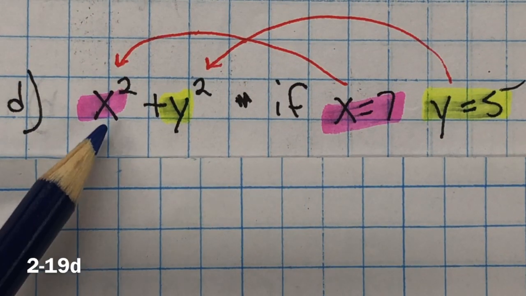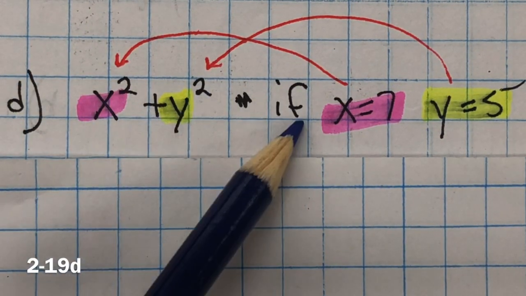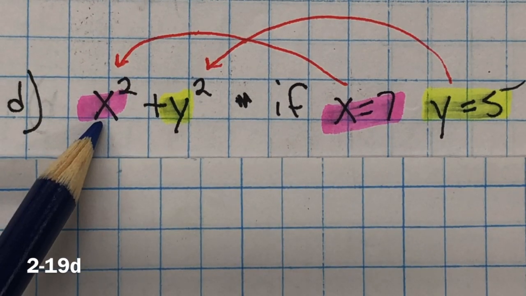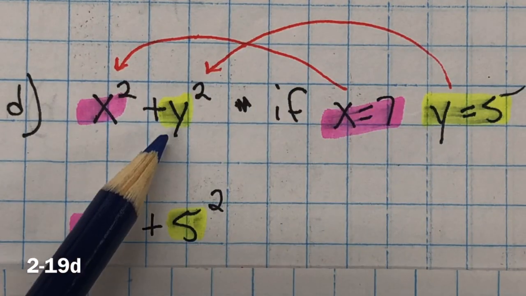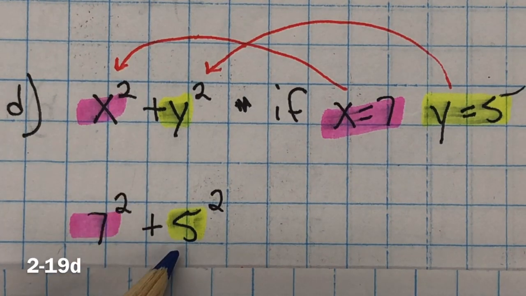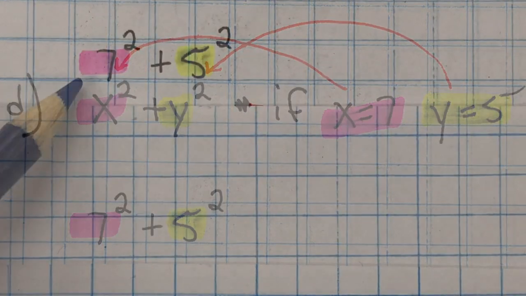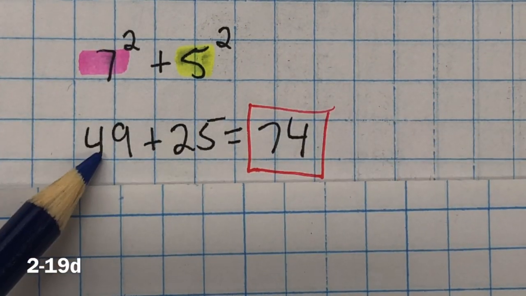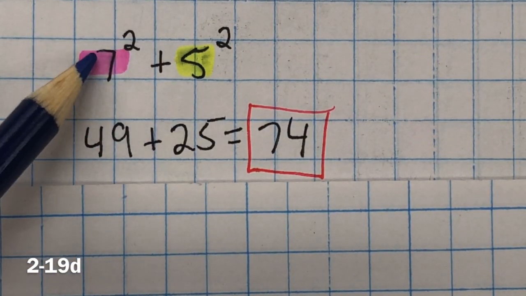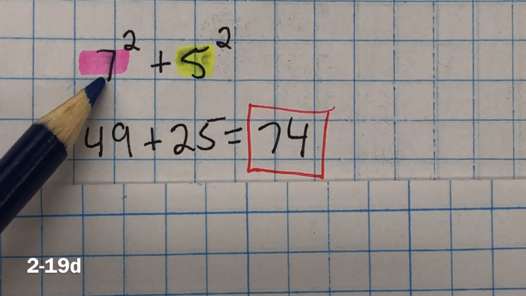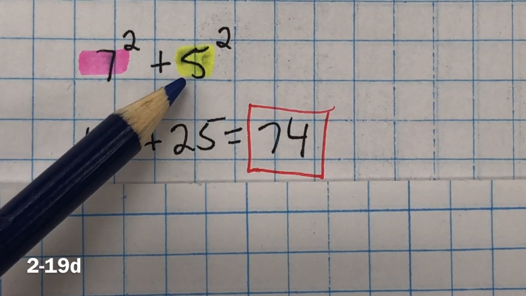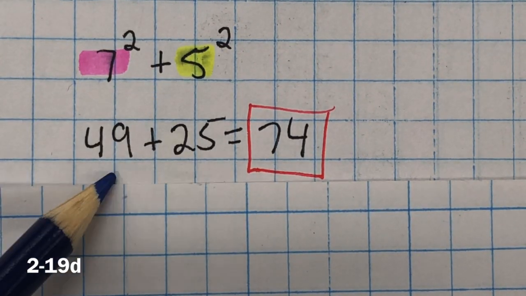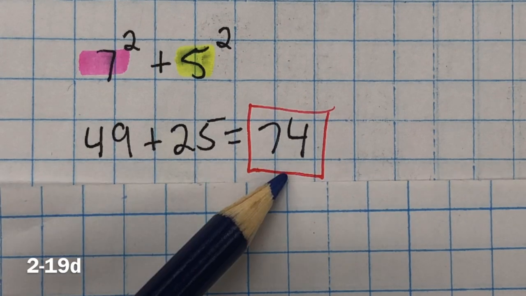For 219D, x squared plus y squared, if x equals 7, so we're going to insert 7 for x, and y equals 5, so instead of y, we're going to put the value of 5 there. Now we have 7 squared, which equals 49. Remember, when you square a number, that's 7 multiplied by 7, which equals 49. 5 squared is 5 multiplied by 5, which is 25. 49 plus 25 equals 74.